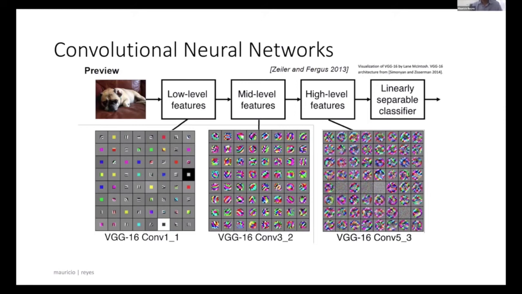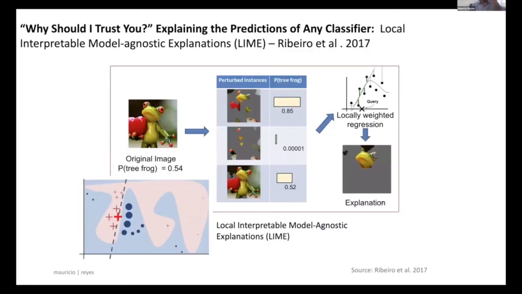Now, Saliency Maps, on the other hand, try to tell us what parts of the image are important for the classification. A very famous or popular approach is called LIME, and this stands for Local Interpretable Model Agnostic Explanation. This is a good approach if you have a black box and you have no access to the internals of the model. How does it work?